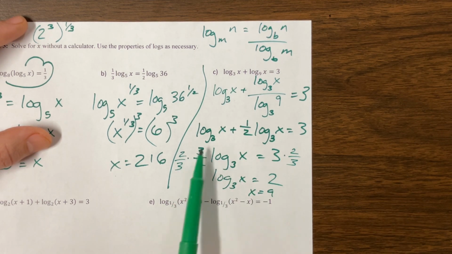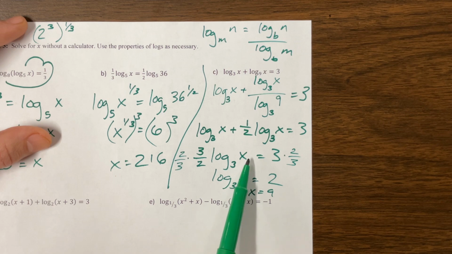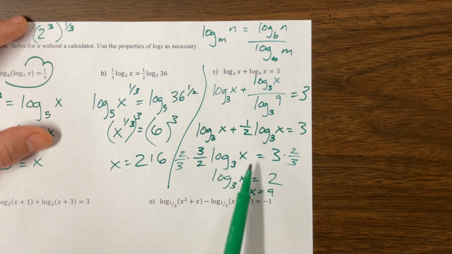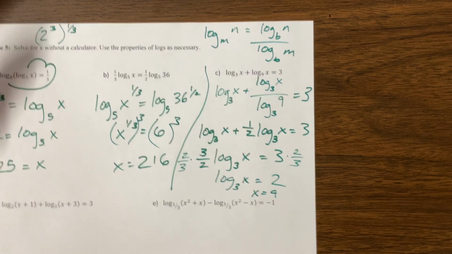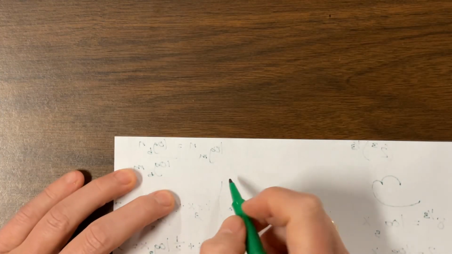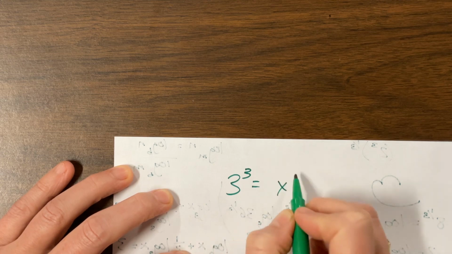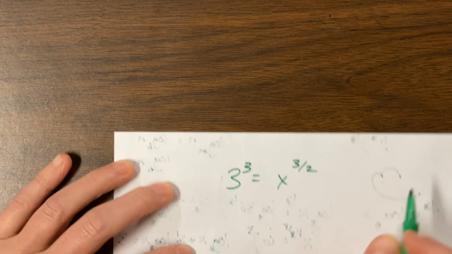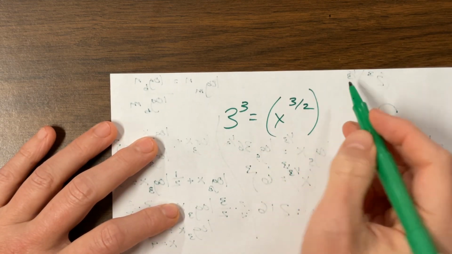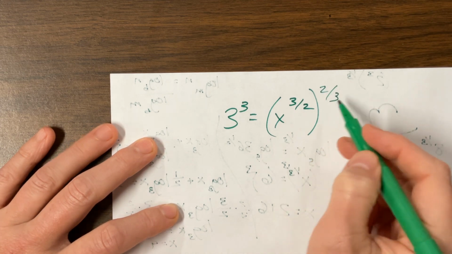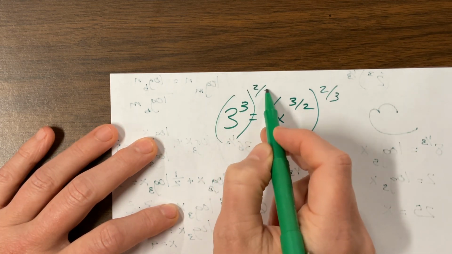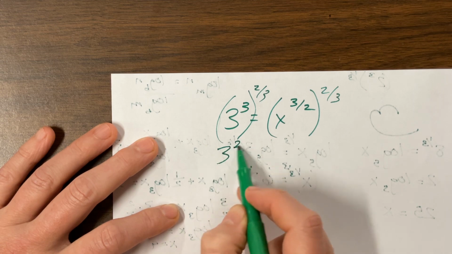I could have made this become the exponent. Then I'd have 3 cubed is equal to x to the 3 halves. What did I just say? 3 cubed. 3 cubed is equal to x to the 3 halves power. And so then I'd raise this to the power of 2/3, and that becomes 3 squared is equal to x.